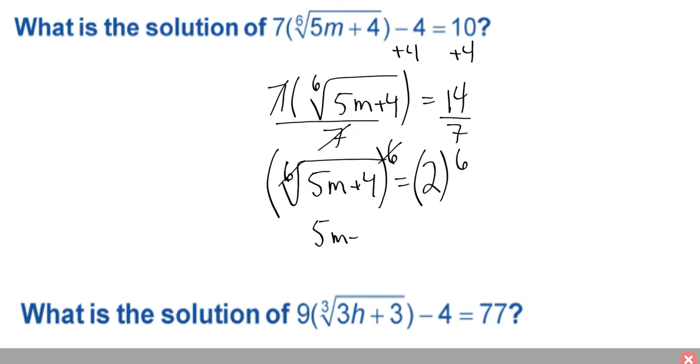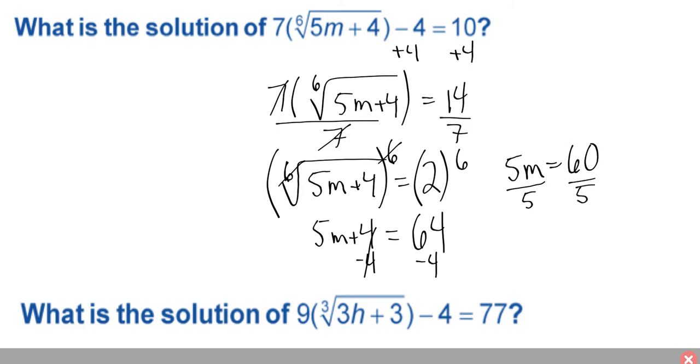We got 5m plus 4, and then you're like, well, 2 to the 6th, I don't know what that is. We'll start multiplying by 2. So you got 2, 4, 8, 16, 32, 64 is 2 to the 6th. All right, subtract 4 from both sides. That goes away. We get 5m equals 60, and it's going to be a fairly decent answer. So 60 divided by 5, that gets us to a 12. So m equals 12. Okay? You can check that one if you want. I'm going to tell you that it's going to work.